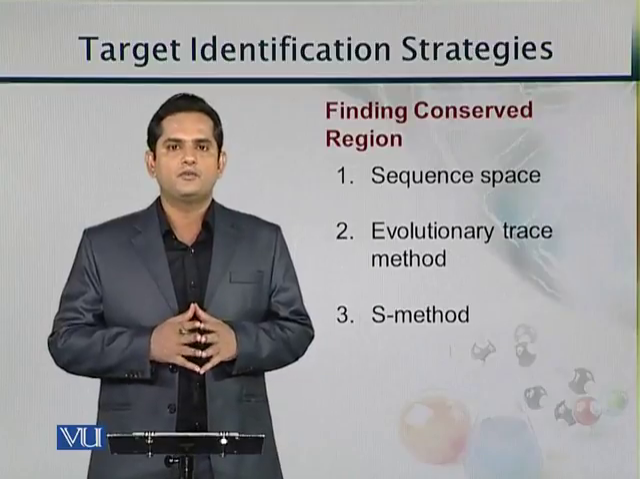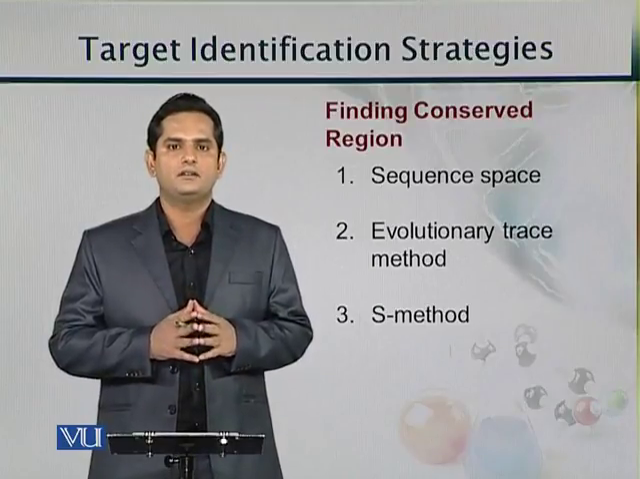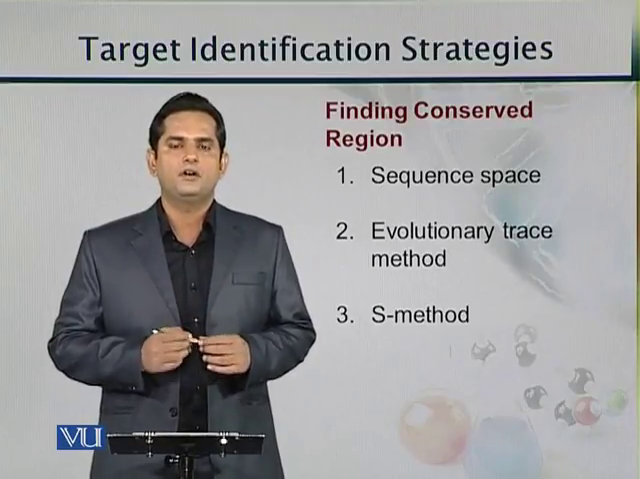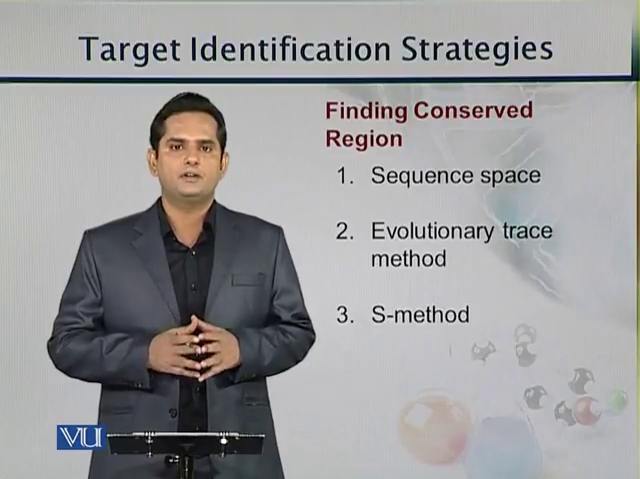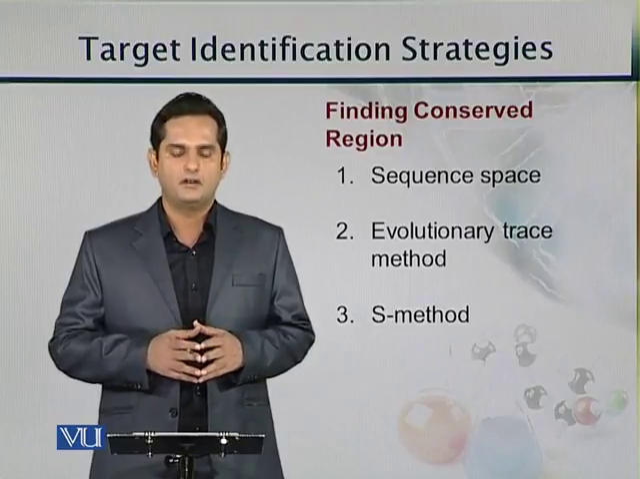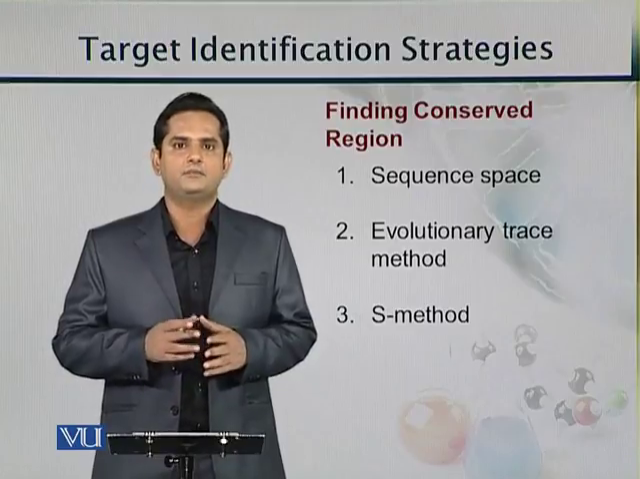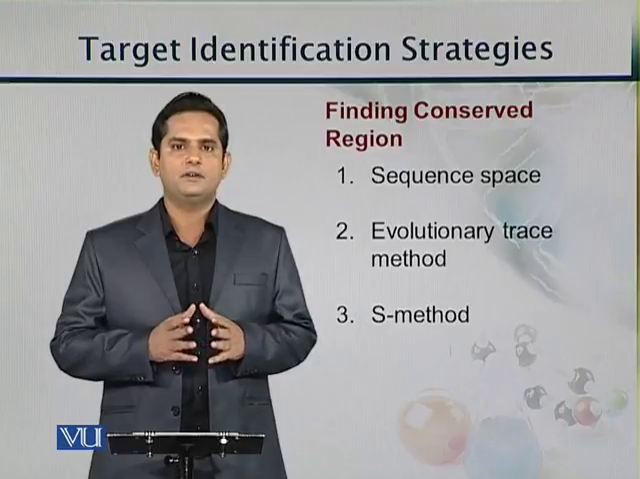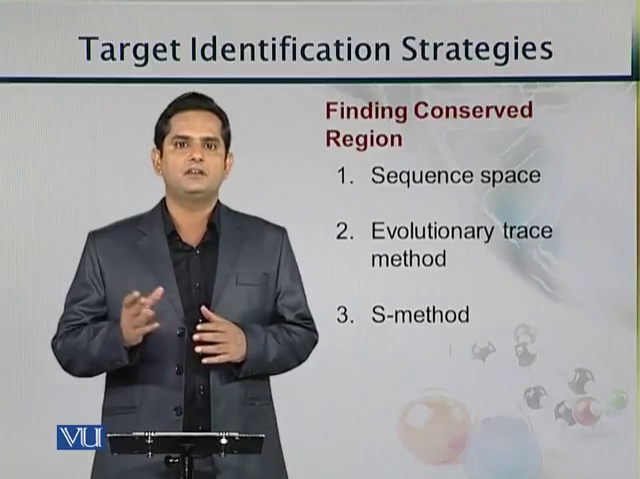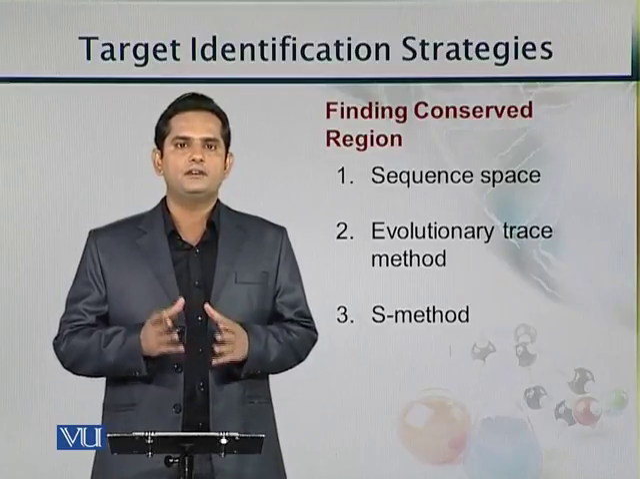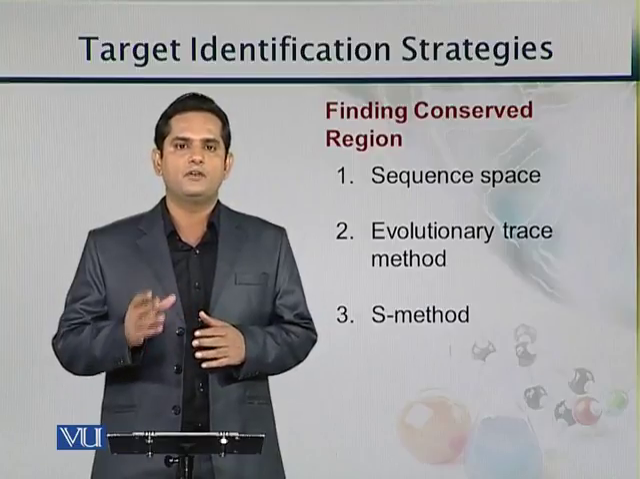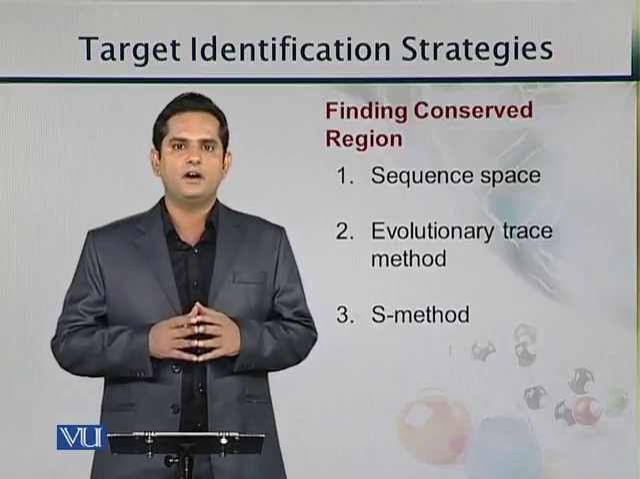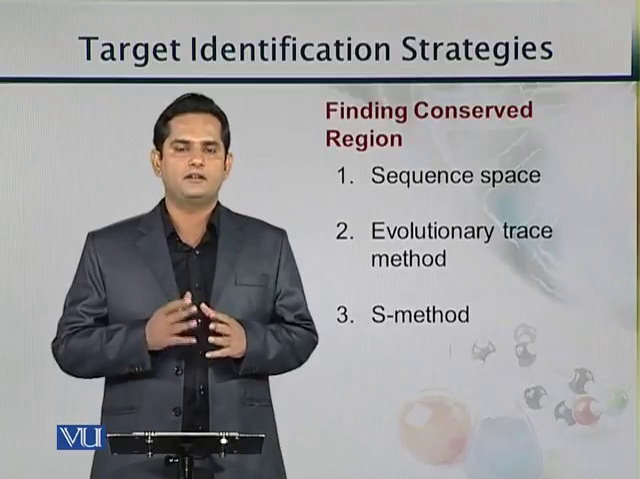So finally we reach how to find conserved regions in a protein sequence. For that purpose, we have three different methods. Number one is the sequence space method. The sequence space method is a vectorial representation of multiple sequence alignment, in which different sequences are put in the form of vectors, and then we try to find the distances between different vectors.